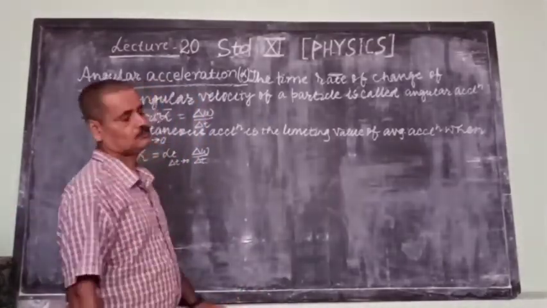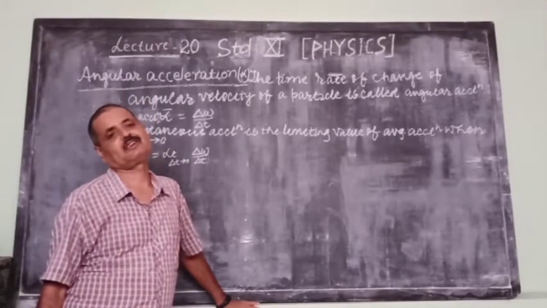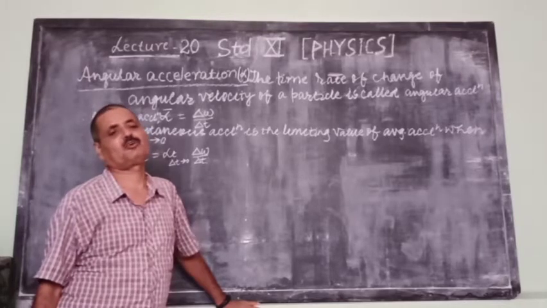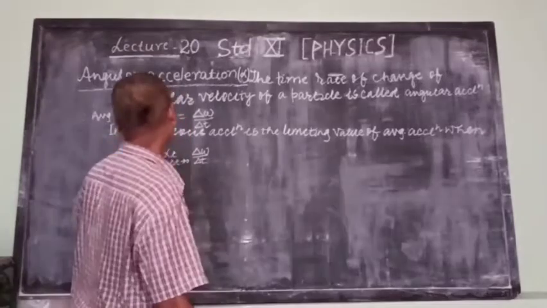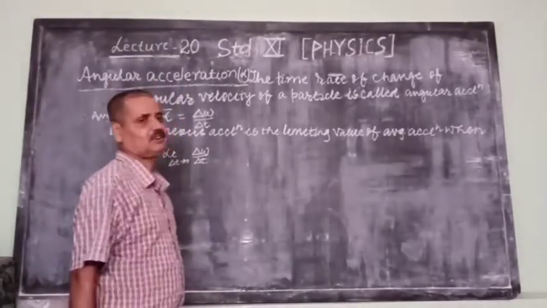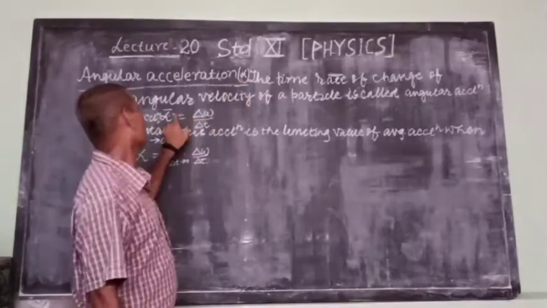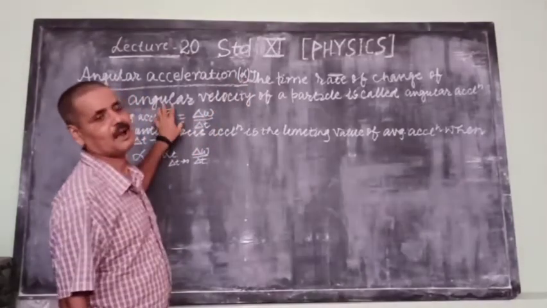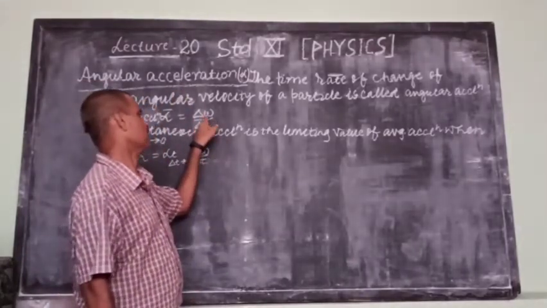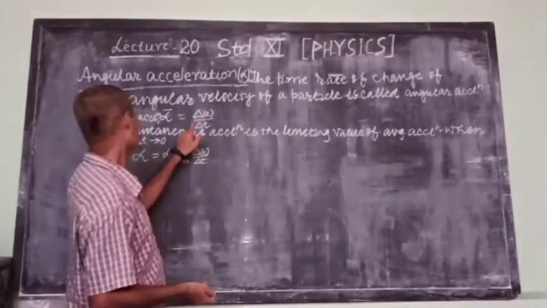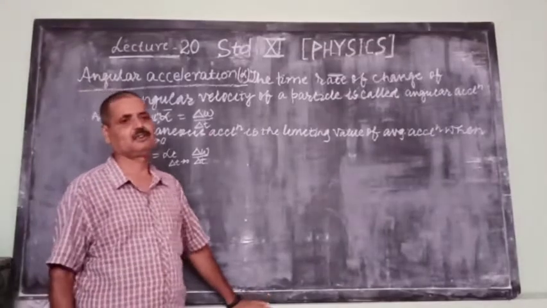Now, if omega is the angular velocity, then delta omega will be the change in angular velocity. So the value of average angular acceleration is denoted by alpha bar. It is the average angular acceleration, and it is delta omega by delta t. Now we will calculate instantaneous acceleration.